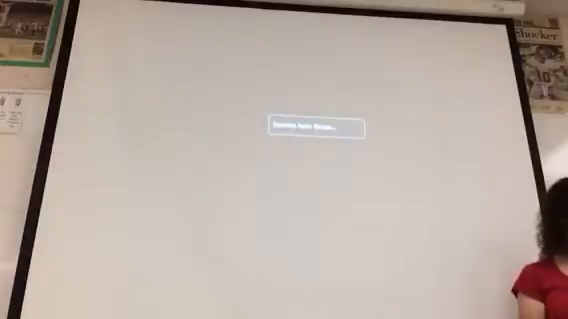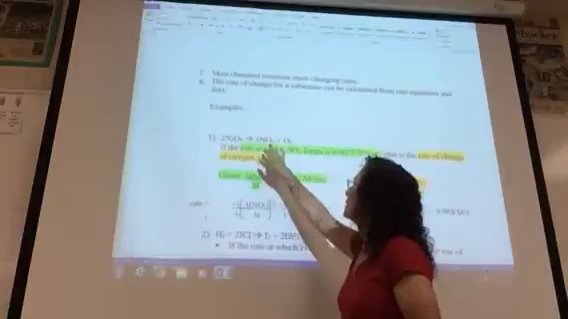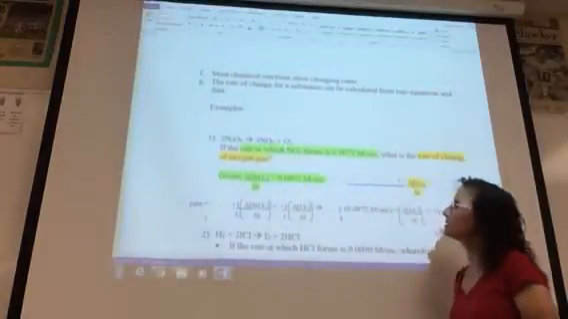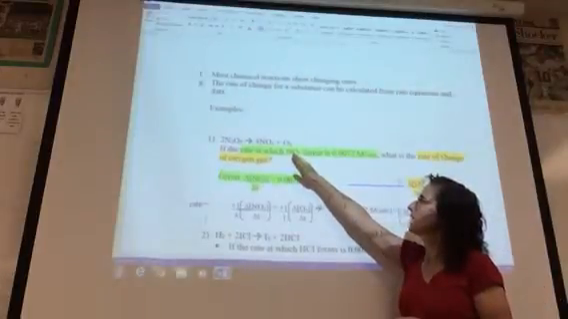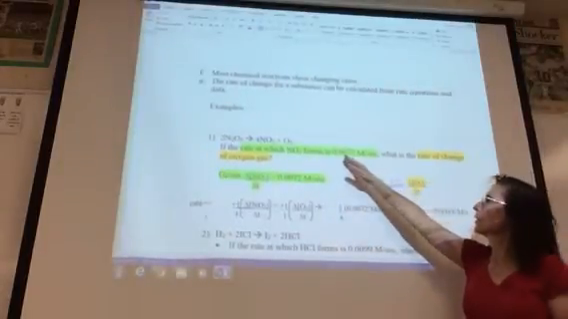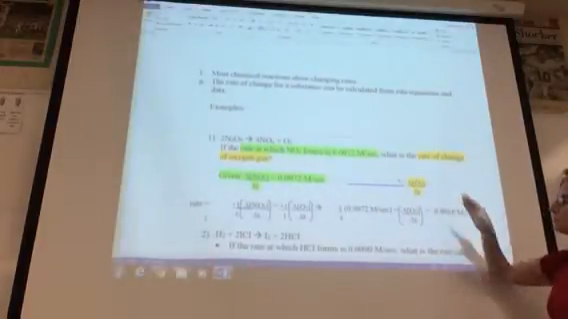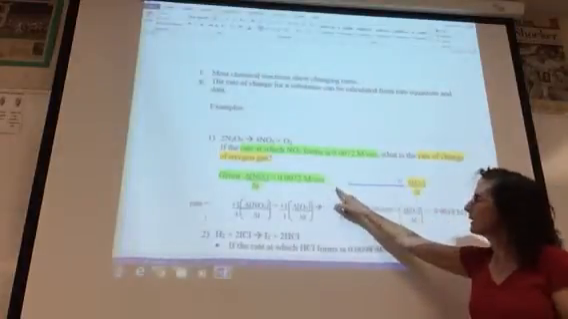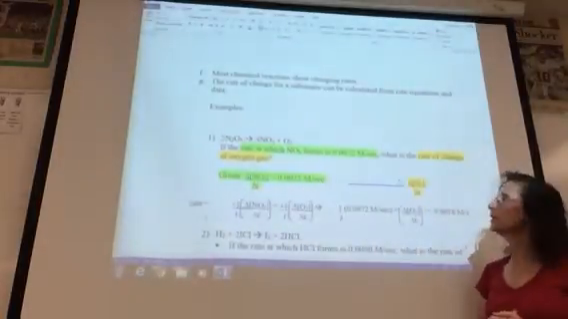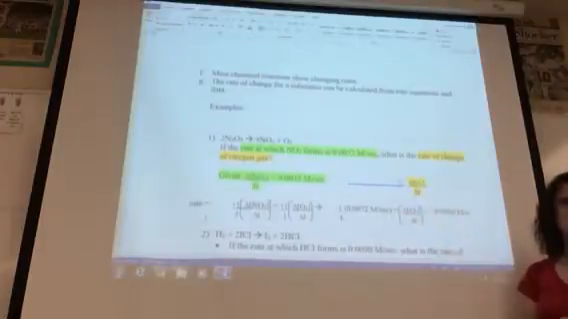For example, if we look at the decomposition of dinitrogen pentoxide to nitrogen dioxide and oxygen gas, if it says the rate at which nitrogen dioxide, a product, forms is 0.0072 molar per second, we want to know the rate of change for the oxygen gas. So in green is what's given, and I can more simply write it in this regard. I'm looking for the rate of change of oxygen gas, shown here with the question mark in yellow.